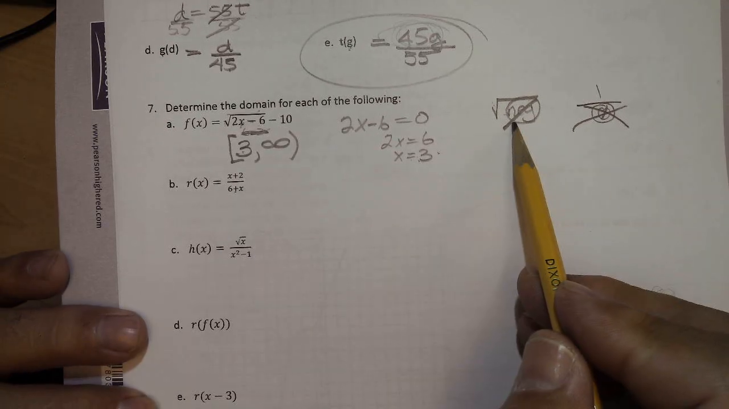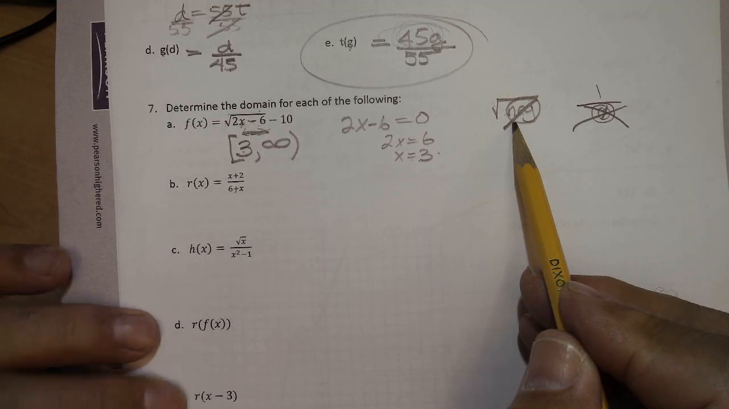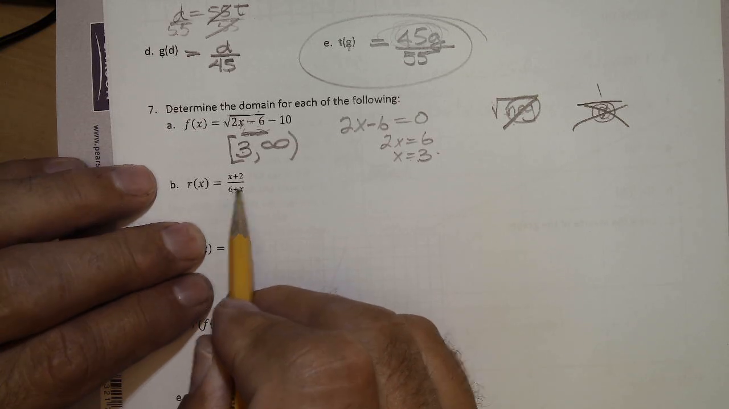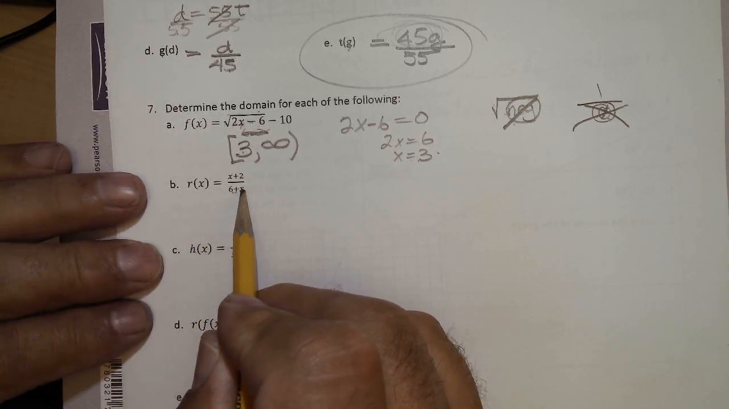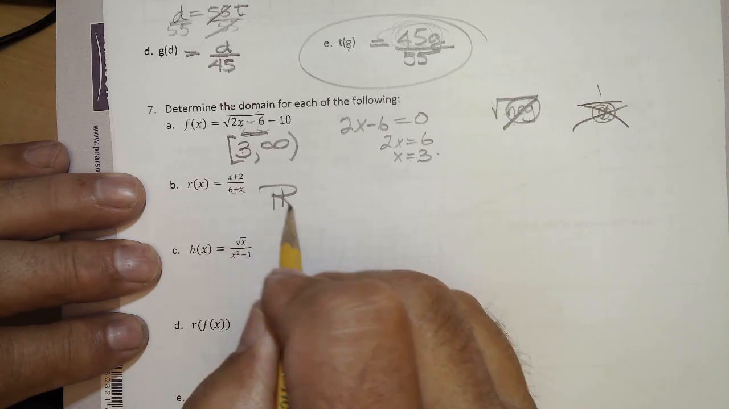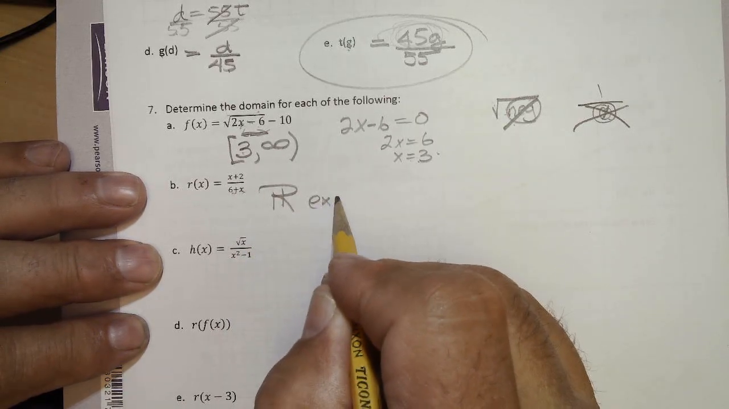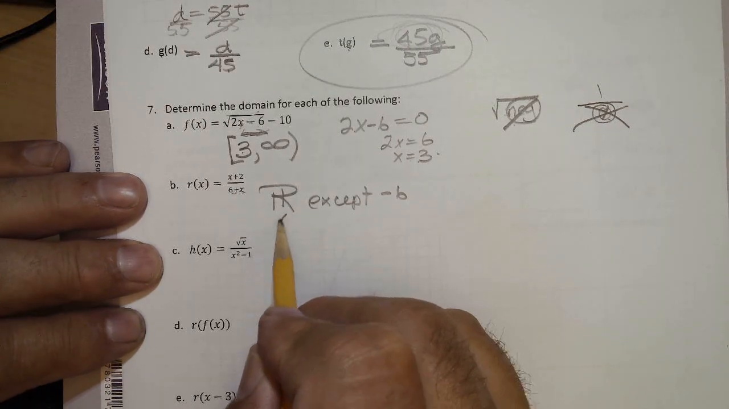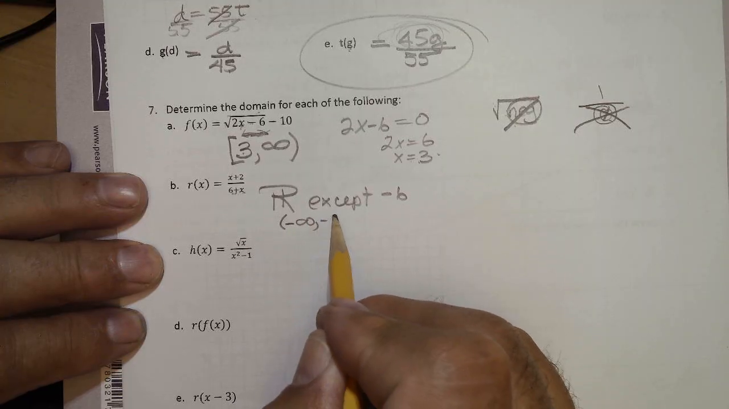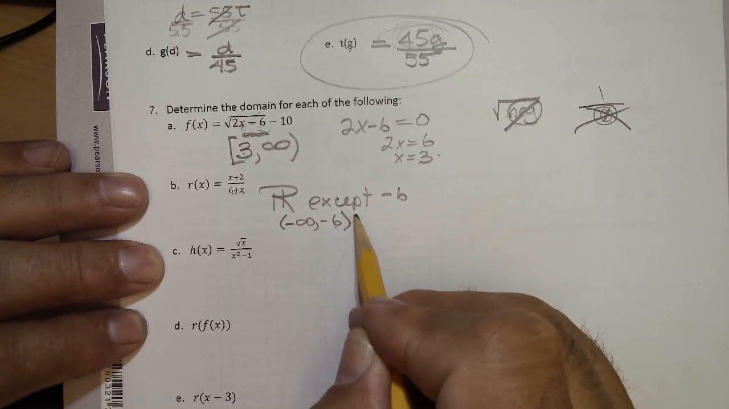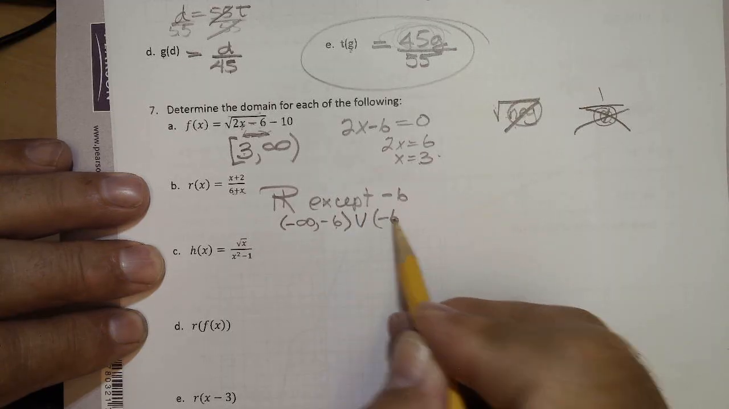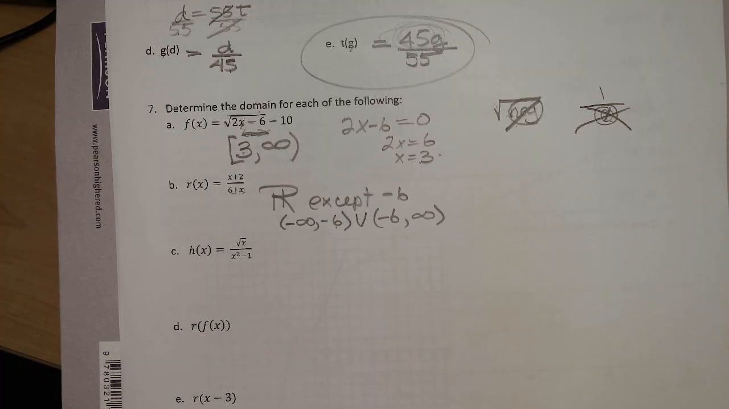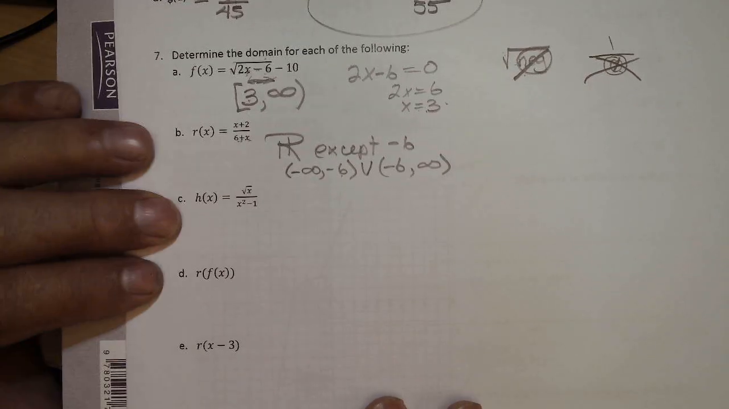This one has no square root, so I don't have to worry about being negative under a root, but it does have the possibility of being divided by 0. If x was negative 6, this would be a problem. So x can be anything except negative 6. Or if you want, in interval notation, negative infinity up to negative 6, not including it, union, not including negative 6, but on up to positive infinity. Either one of these answers would be fine. And there are other ways to write it.